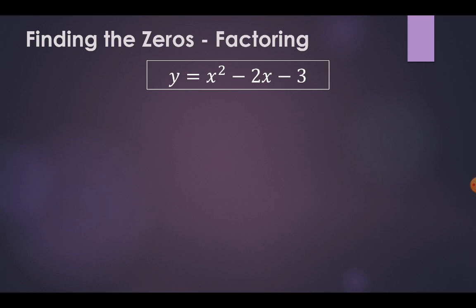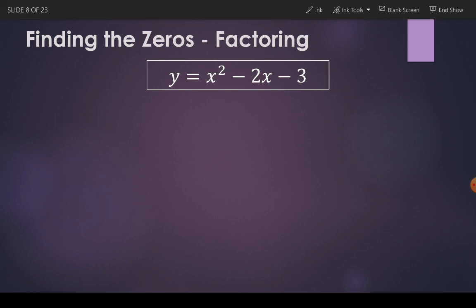So let's find the zeros of the quadratic equation y equals x squared minus 2x minus 3 by factoring. So the first thing we do is make sure it's in standard form. So standard form would be x squared minus 2x minus 3 equals 0.